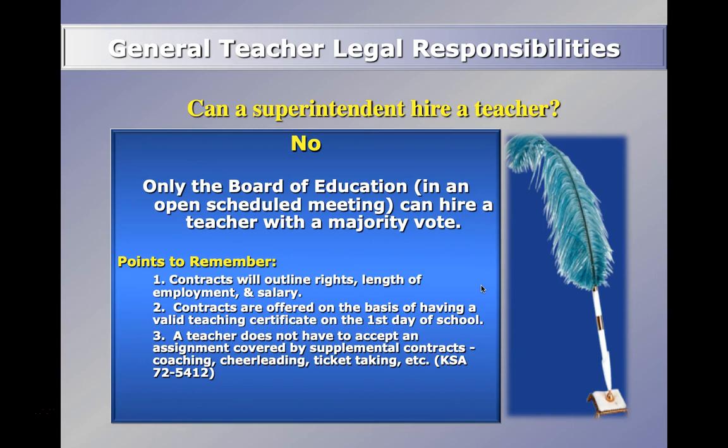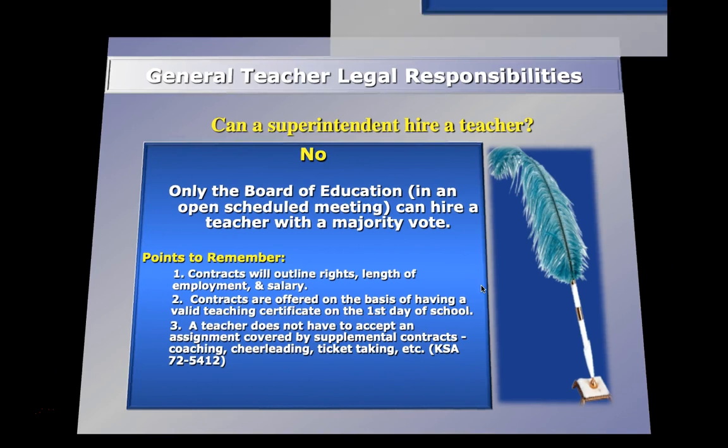You're going to get that. But there's no use to argue about your contract because they are negotiated in the state of Kansas, and it's going to outline your rights, your employment, your salary. And they may ask you to accept some supplemental assignments like coaching or cheerleading, ticket taking. And you can negotiate that. No, I don't want to do that, or yes, but those also have certain salary schedules and like that you're probably not going to be able to negotiate. So just know that until the Board of Education meets, you're not really hired.